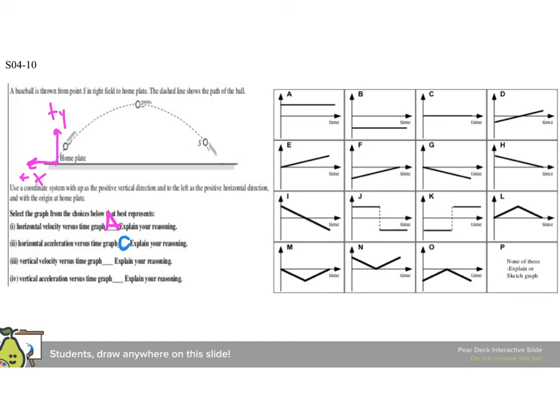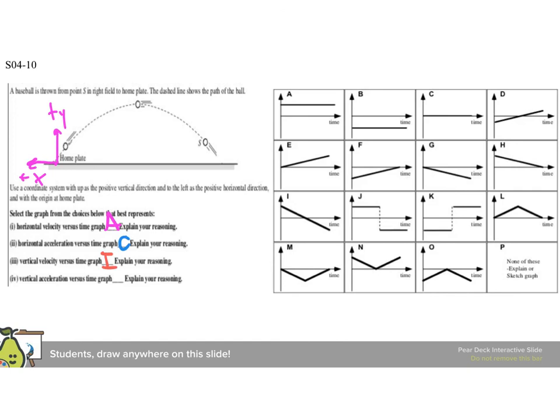The vertical velocity versus time graph. Well, it starts off moving upward. It ends moving downward. Somewhere along the line it had to come to rest. It came to rest, of course, at this point. Coming to rest means crossing the t-axis. So we need a graph which starts with a positive value, ends with a negative value, and crosses the t-axis. And our best bet on that is going to be this. So we should pick I.